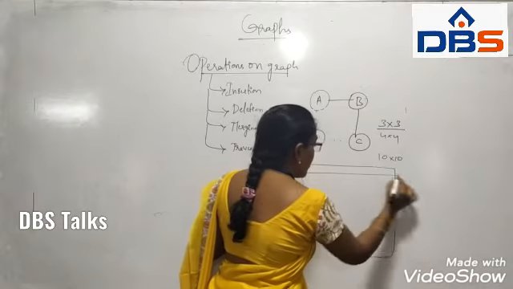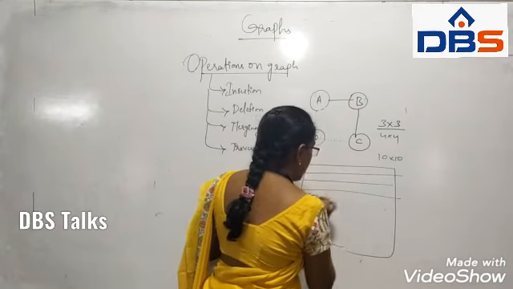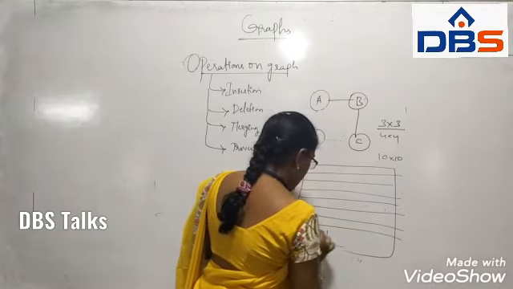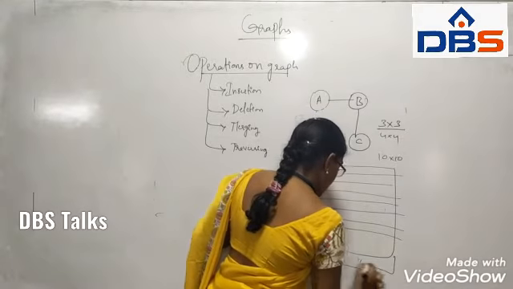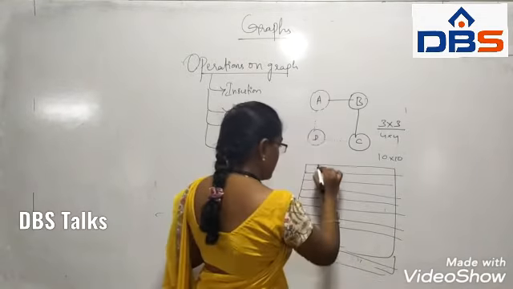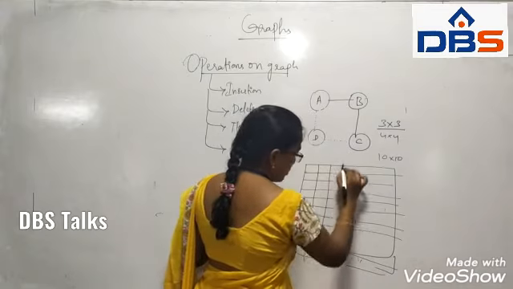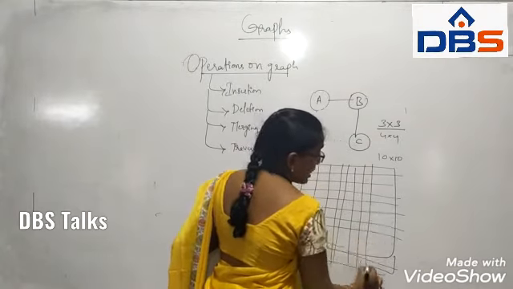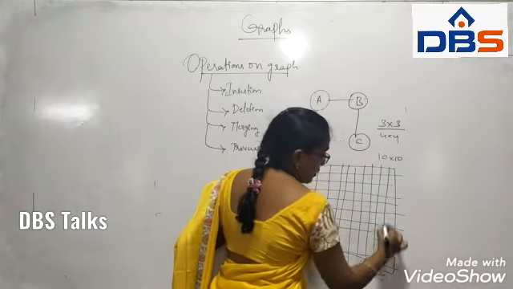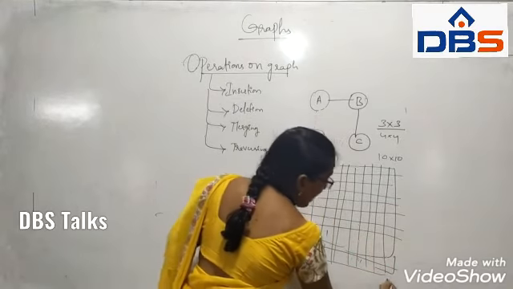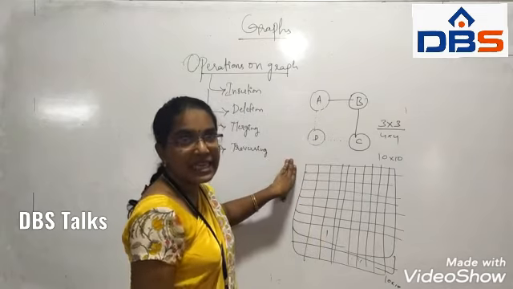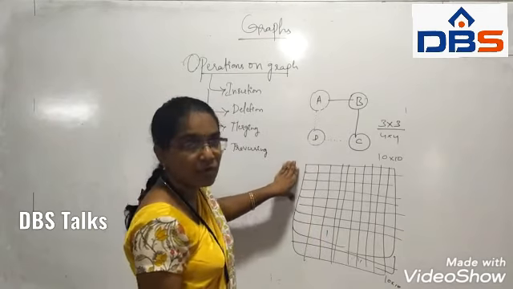That is 10 rows: 1, 2, 3, 4, 5, 6, 7, 8, 9 and 10. And 1, 2, 3, 4, 5, 6, 7, 8, 9, 10 columns. This is the matrix of order 10 by 10. Now we can easily add the number of vertices.